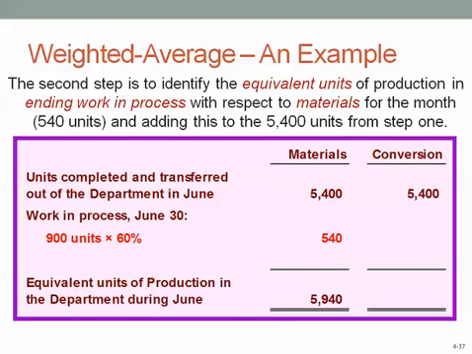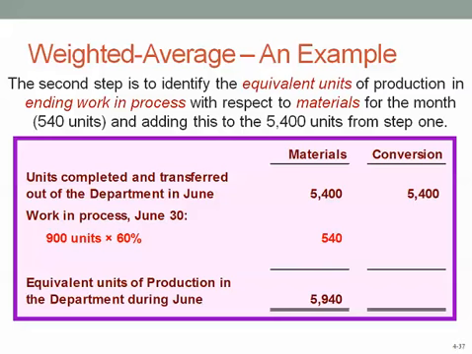We were told that the work in process inventory on June 30th was 900 units. With respect to direct materials, these units were 60% complete. So we'll have 60% times 900, we'll have 540 equivalent units. So our total equivalent units for direct materials is the 5,400 for the units transferred out and 540 in ending work in process, for a total of 5,940 units.